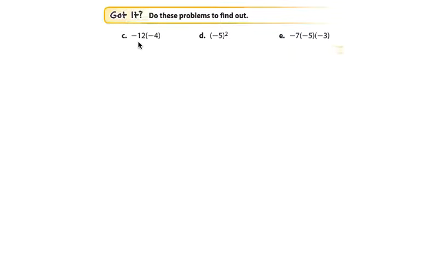A negative 12 times a negative 4, well, we know that a negative times a negative always gives me a positive. When the signs are the same, our answer is positive. So my only question now is, what's 12 times 4? And I know that 12 times 4 is 48. A positive 48.